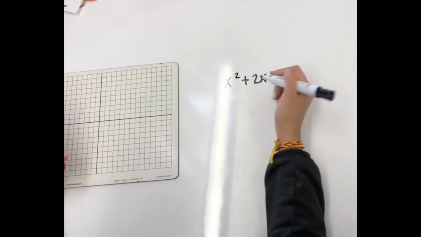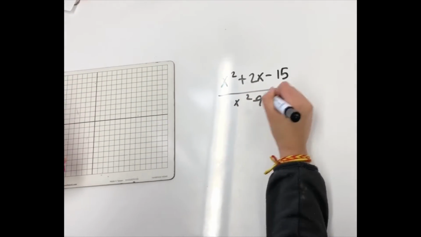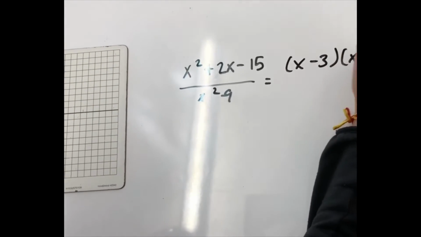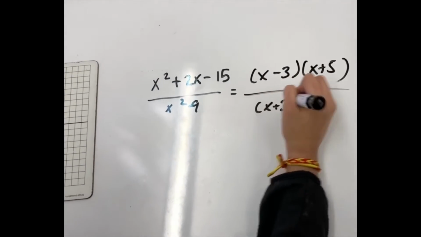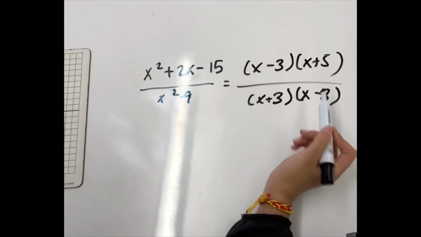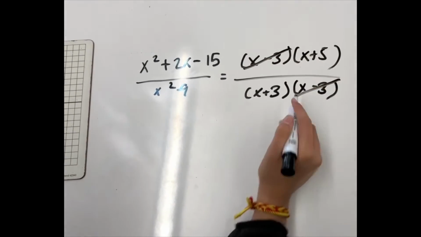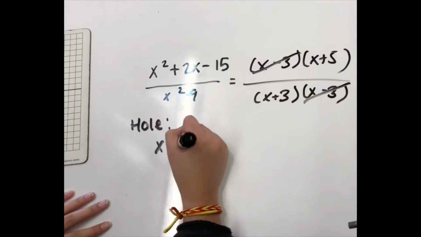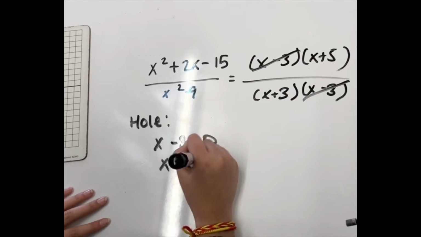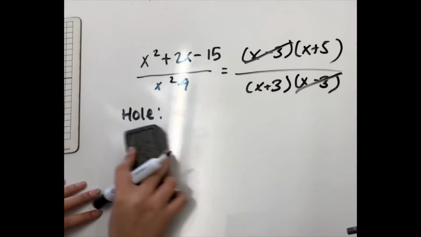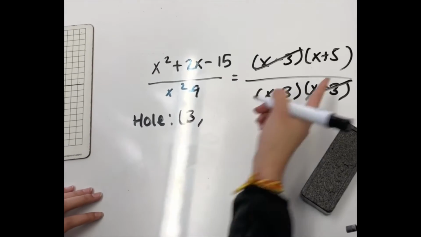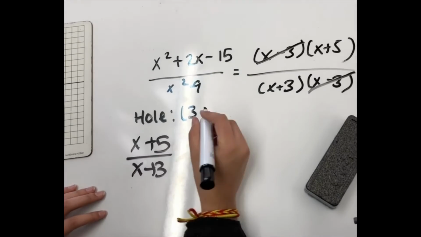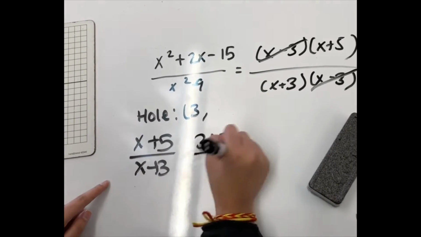Our next expression will be x squared plus 2x minus 15 over x squared minus 9. First, we will factor, which will be x minus 3 times x plus 5 over x plus 3 times x minus 3. Now we will find the hole. For the x value, cross off the x minus 3 on the numerator and the denominator. Then you set x minus 3 equals 0, which will give you x equals 3. For the y value, substitute the x's in the simplified equation by 3, and you'll end up with 4/3.